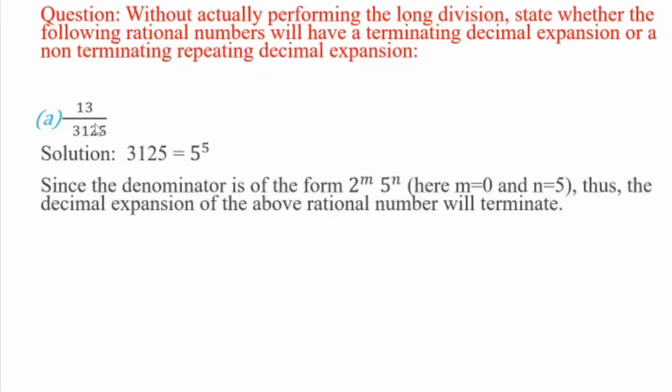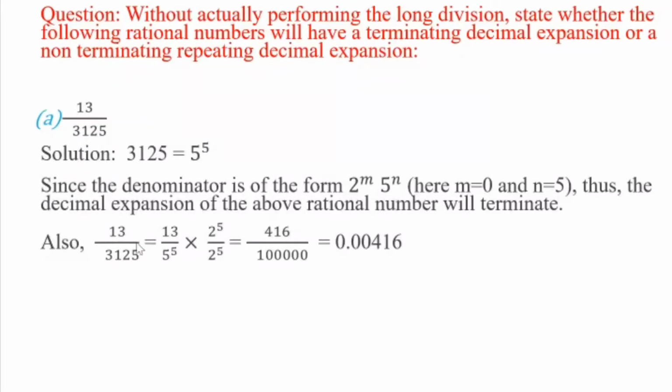Now I'll write the decimal expansion without the proper complete division. So the denominator was 5 raised to the power of 5. If I multiply the numerator and denominator both by 2 raised to the power of 5, what will I get? By multiplying this denominator by 2 raised to the power of 5, the denominator will become 10 raised to the power of 5. So my motive is to make this a power of 10. So what will I get?